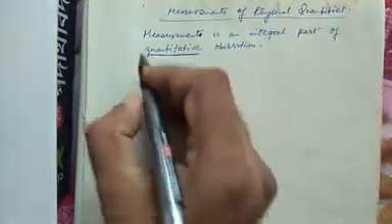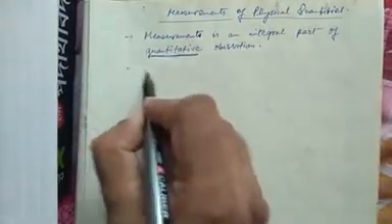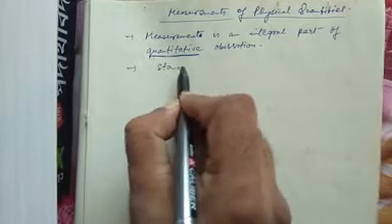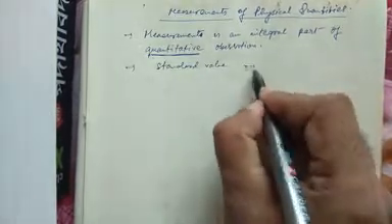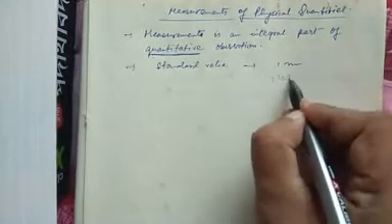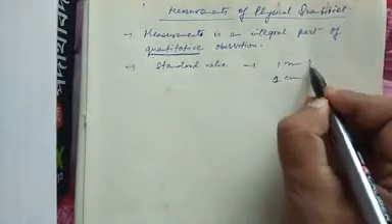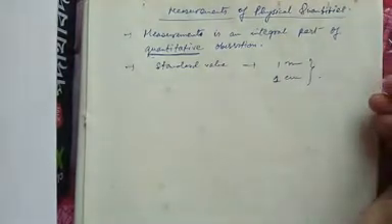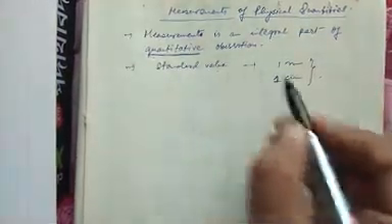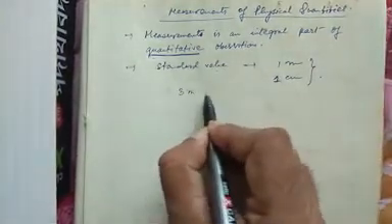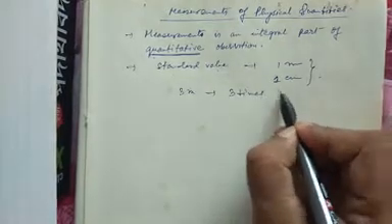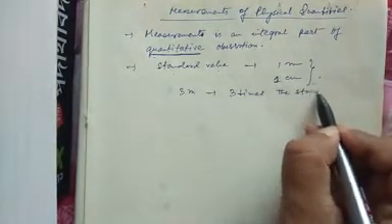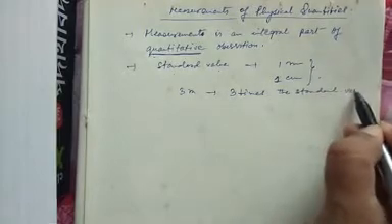Now, the second thing that we have to understand is what is a standard value? Standard value means 1 meter or 1 centimeter. These are all standard values, because when we state 3 meters, that means it is 3 times the standard value.